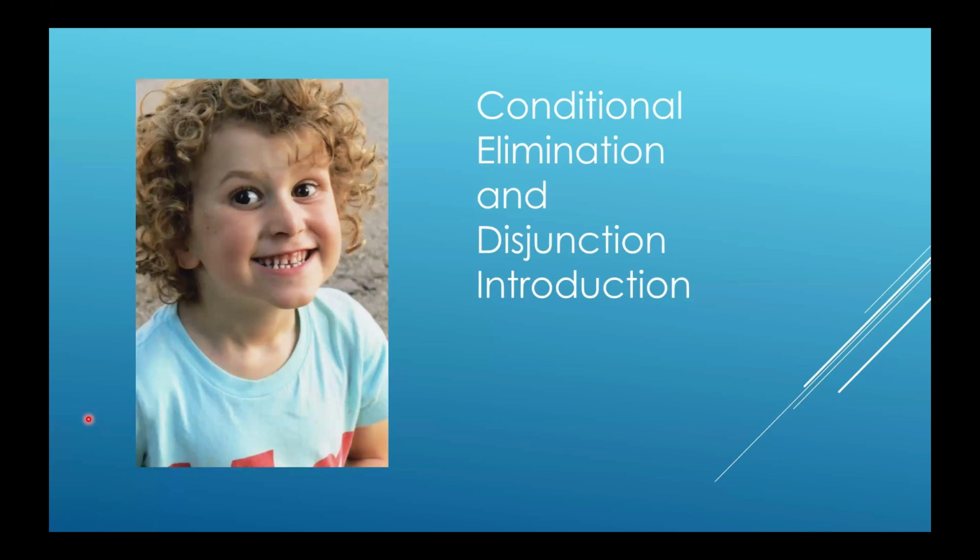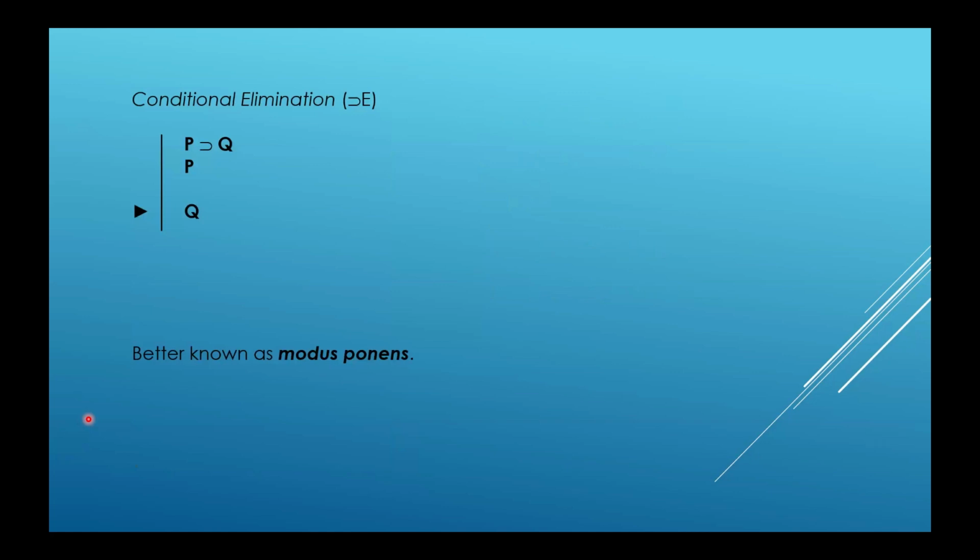The next rule Milo will help us learn about is conditional elimination. The more common name for this is the Latin one, modus ponens, which means the method of affirming. The way the rule works is this: you have a conditional and you have the antecedent of the conditional. Then what the rule says is you infer the consequent of the conditional.